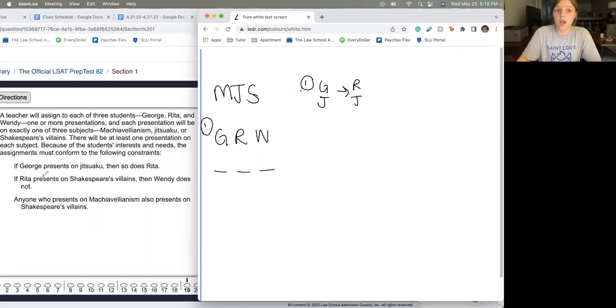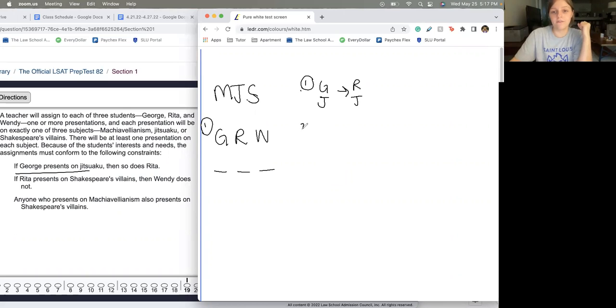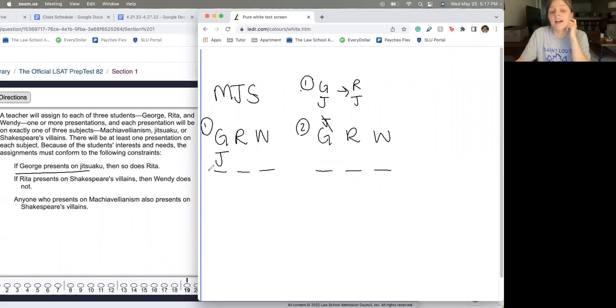I'm thinking about, is the rule being applied or is it not being applied? Because the only time this rule applies is if G has J under it. So my two options are G is presenting J or G is not presenting J. Because I have two options, I'm going to create two worlds. One where G is presenting J and one where G is not presenting J. The reason I do that is because then I can look at the rule again and ask, where does it get triggered? If G is presenting J, that's happening in world 1. That's where we would then apply the rest of the rule.